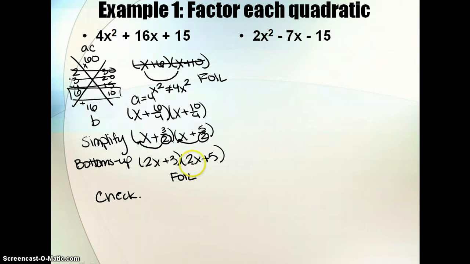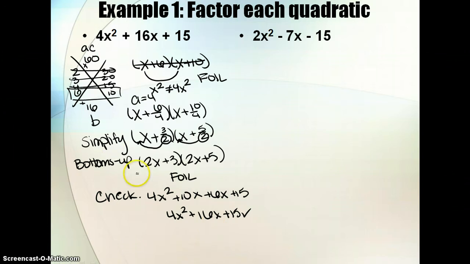If we wanted to check this by foiling, first would be 2x times 2x, which is 4x squared. Outside is 2x times 5, which is 10x. Inside is 3 times 2x, so plus 6x. And last would be 3 times 5, which is 15. Simplify that. We'll get 4x squared plus 16x plus 15, and that checks. That's the same as the original question.